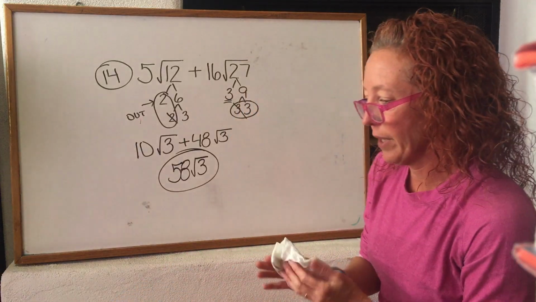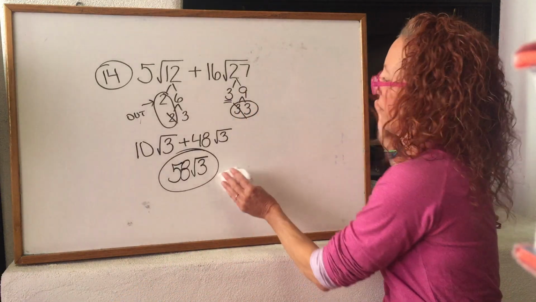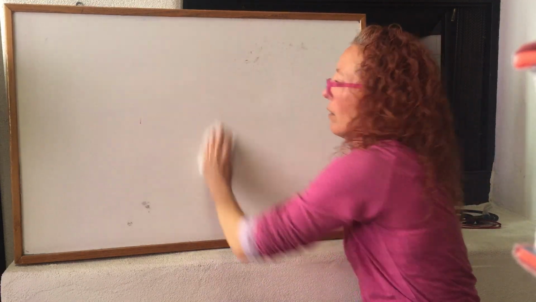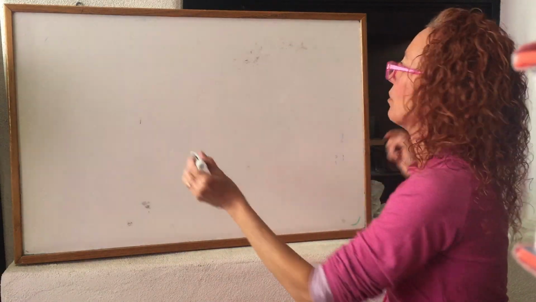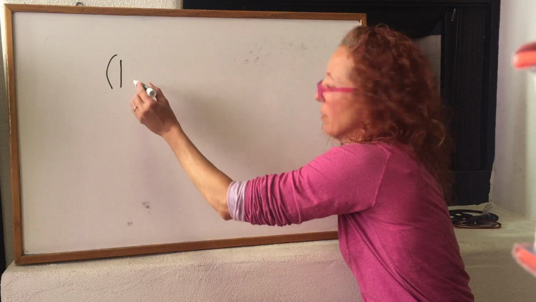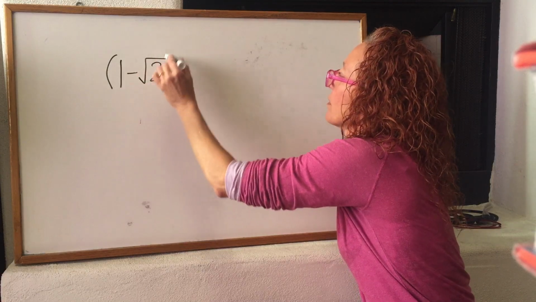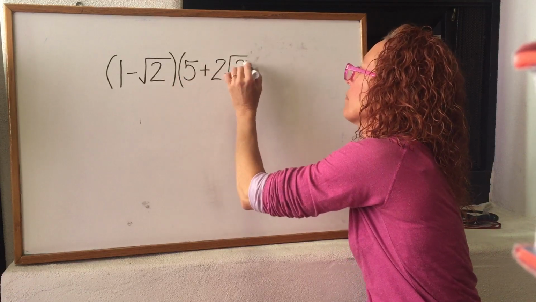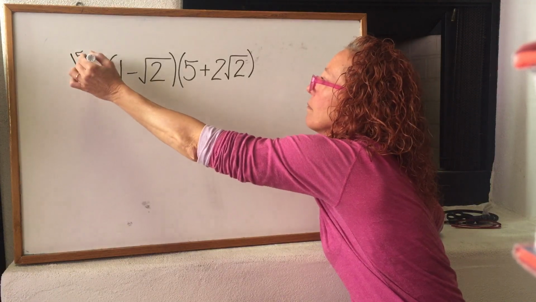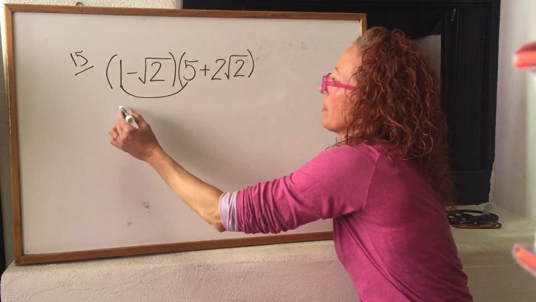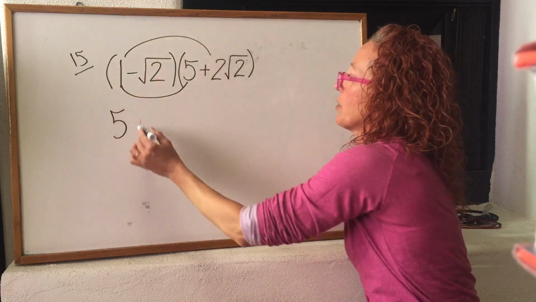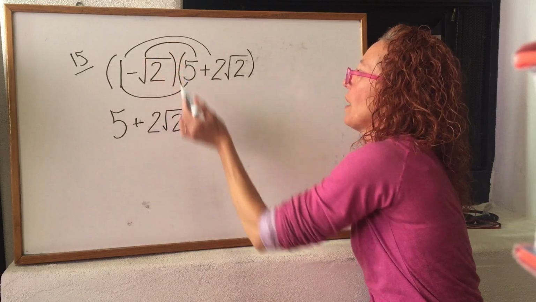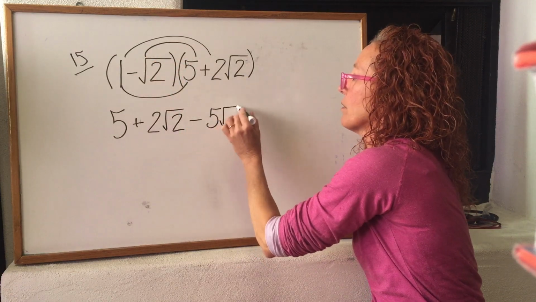15 is a FOIL. Oh gosh, that's really similar to the one that ended up on question 16. Okay, so first, outside, inside, last, or just distributing through both terms in the front. So 1 times 5 is 5. 1 times 2 radical 2 is 2 radical 2. Negative times 5 is negative 5 radical 2.